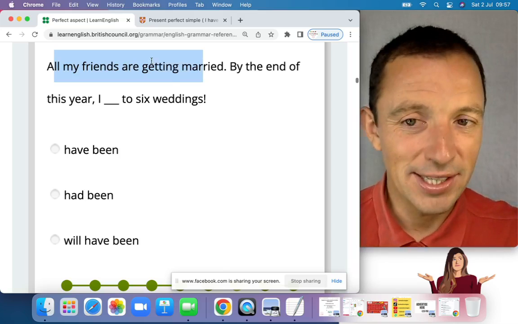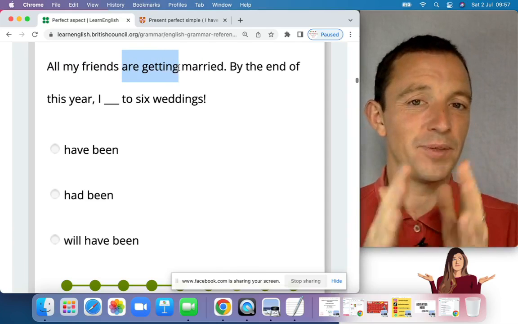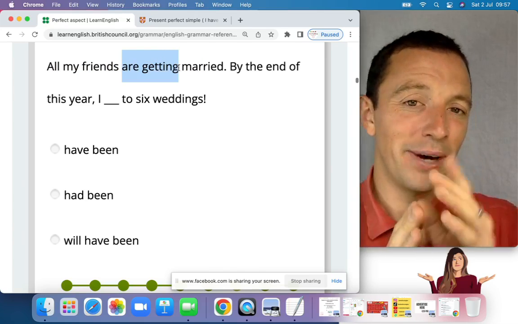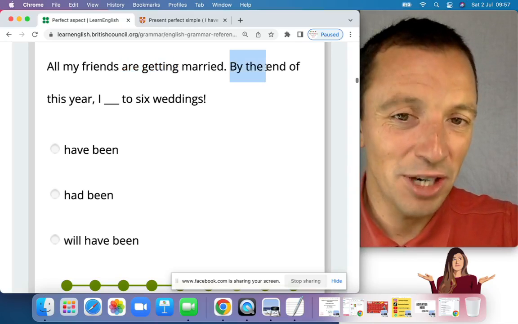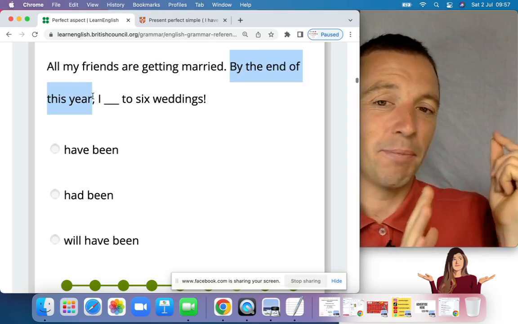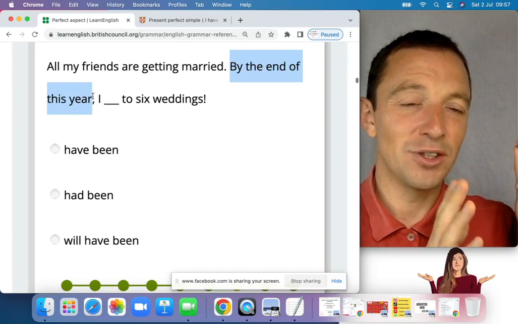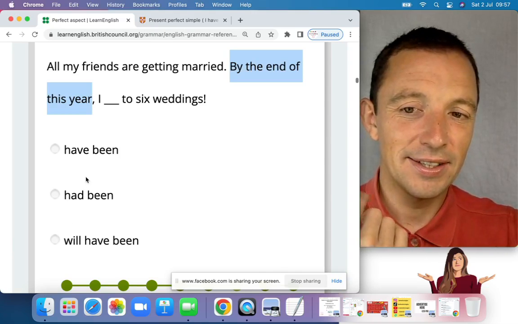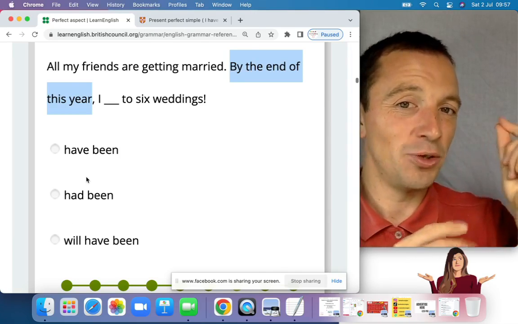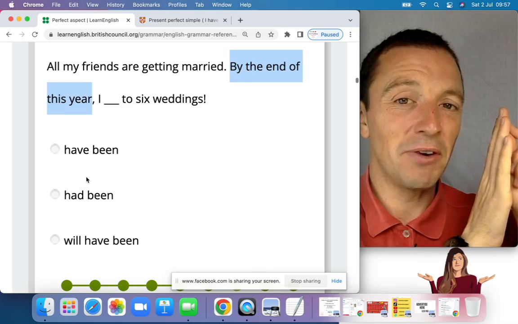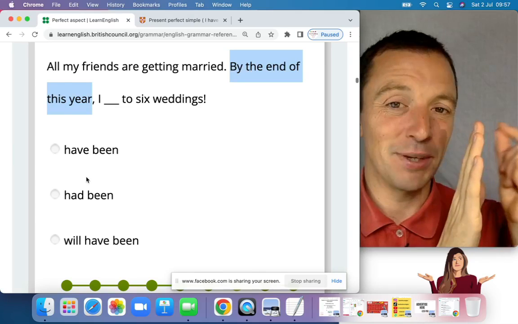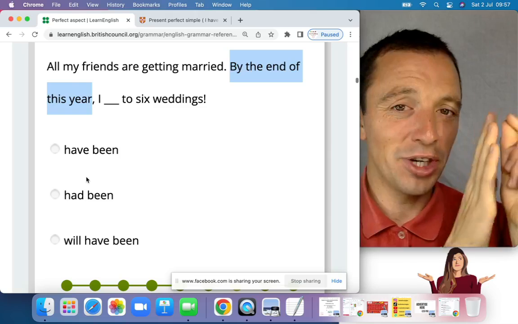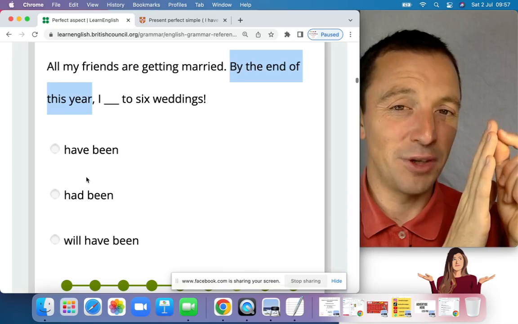And this is the present continuous, so probably it's the present. By the end of this year, that's the future, a specific moment in the future. By the end of this year, something 6 weddings. So a particular moment in the future, we want to describe the period of time before this particular perspective or moment in the future. Therefore, this is the future.